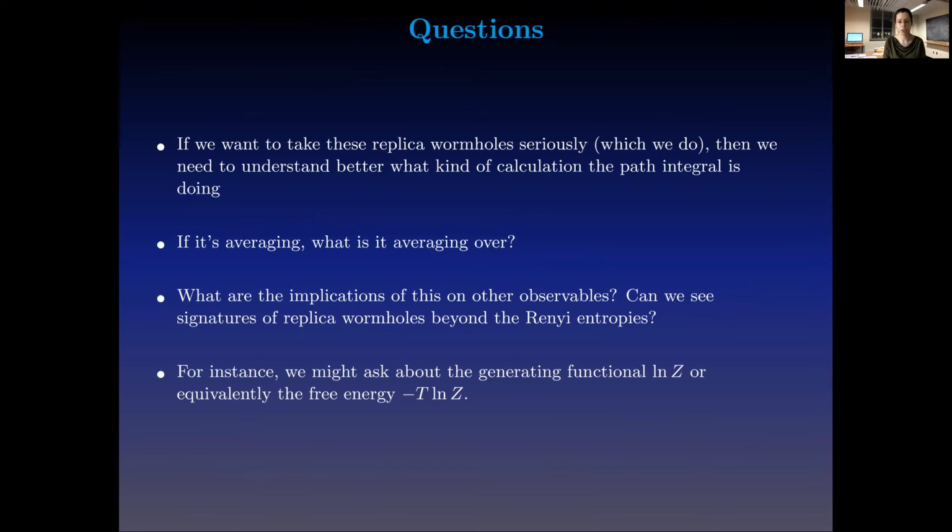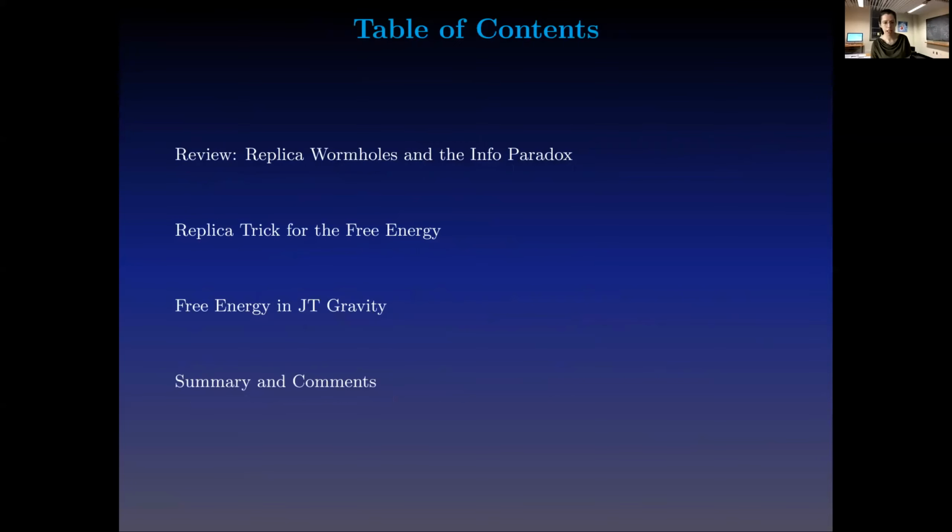Now, if it is averaging, what is it averaging over? What are the implications of this on other observables? Can we see signatures of replica wormholes beyond the Renyi entropies? For example, we could ask about the generating functional log Z, or equivalently the free energy, minus T log Z. And that, of course, is the main subject of this talk.